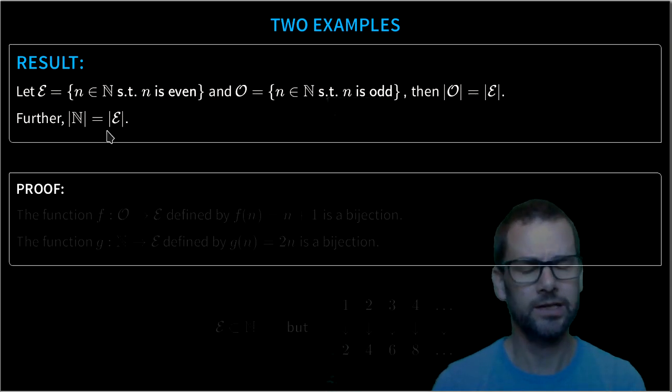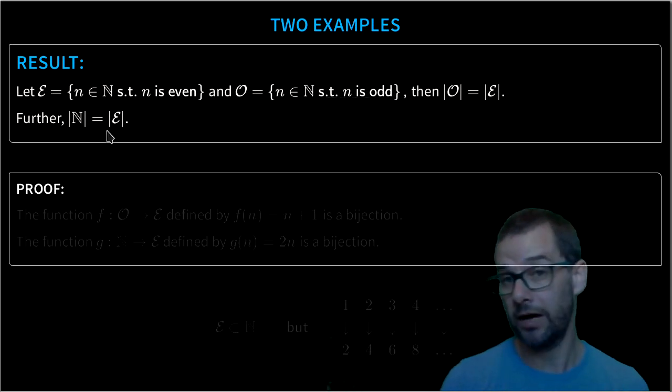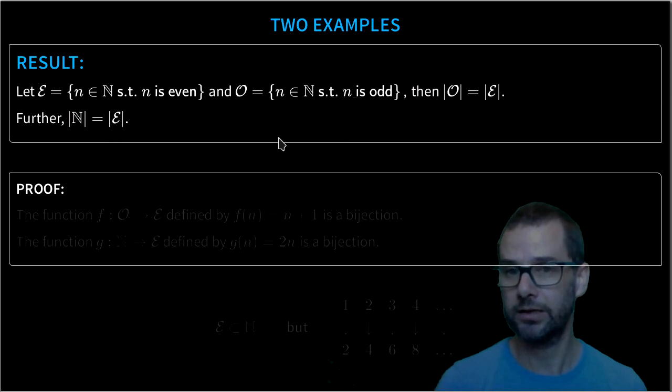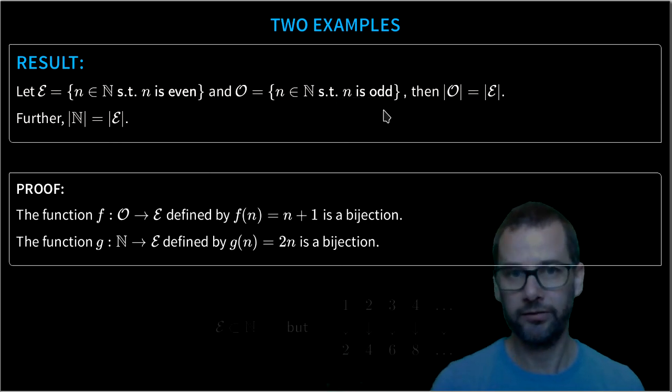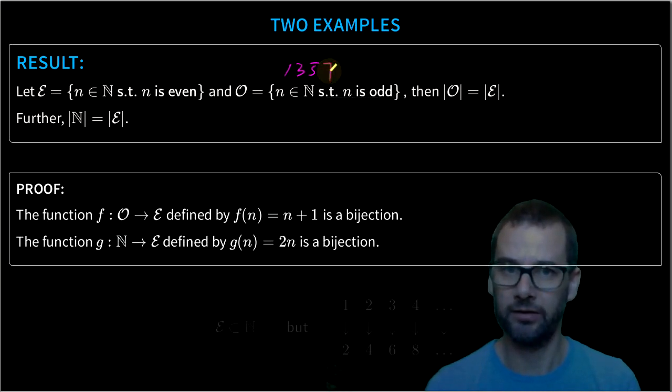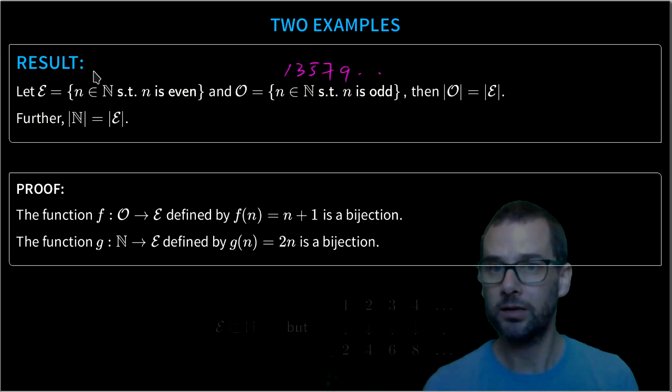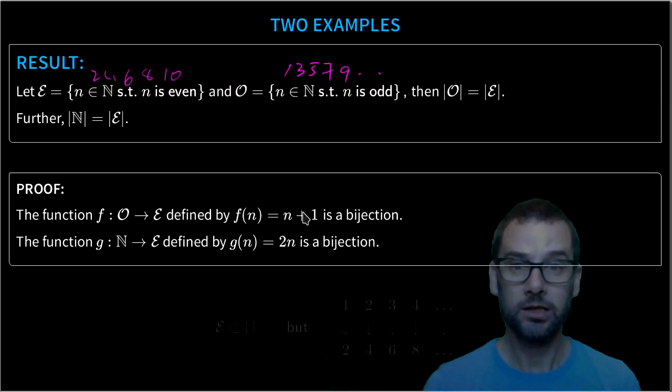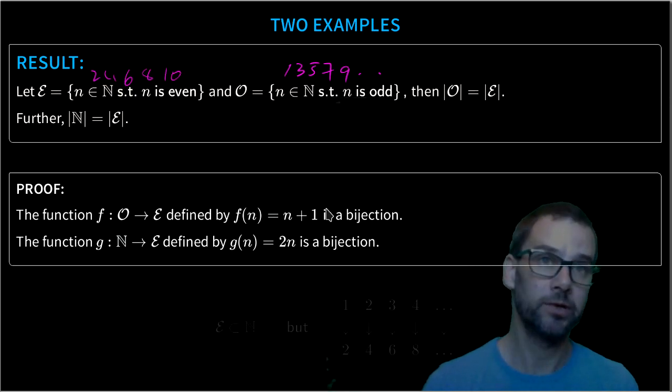And this is one of our first hints that infinite sets really behave quite differently from finite sets. So let's just see how we can do the first thing. Well, we can go from these positive odd numbers, which are 1, 3, 5, 7, 9, and so forth, to positive even numbers, 2, 4, 6, 8, 10, and so on, just by adding 1.